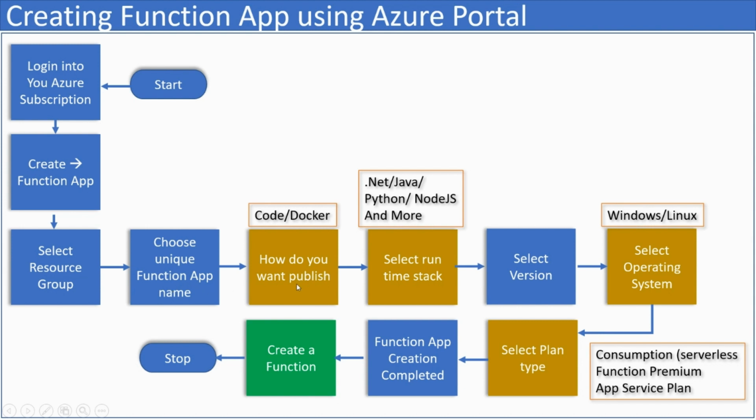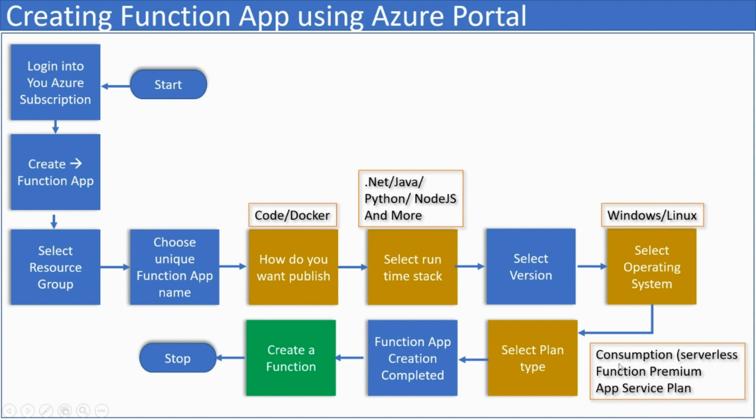Then you have a choice of how you want to publish that function, either as direct code or using a Docker container. Then you need to select the technology stack from the list available. And these are the technology stacks that are currently supported. Upon technology selection, you need to specify which version of the technology you are going to use. Then you need to select the operating system of your choice where you would like to run your code, whether Windows or Linux.